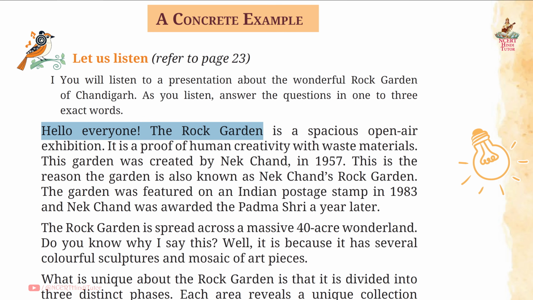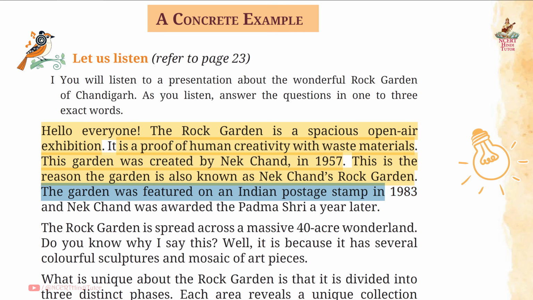Hello everyone. The rock garden is a spacious open air exhibition. It is a proof of human creativity with waste materials. This garden was created by Nek Chand in 1957. This is the reason the garden is also known as Nek Chand's Rock Garden. The garden was featured on an Indian postage stamp in 1983 and Nek Chand was awarded the Padma Shri a year later.